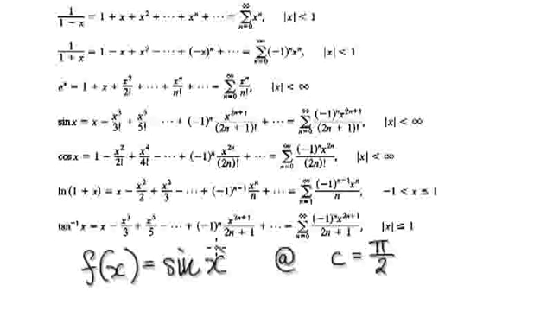Okay, let's give you guys some more practice. So find the Taylor series for this function centered at c equals pi over 2. So press pause and have a go.